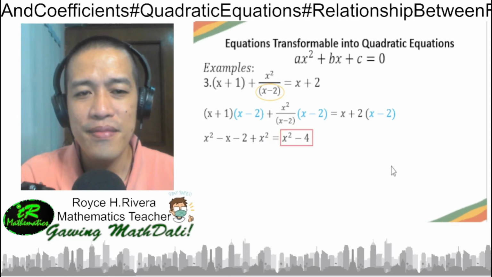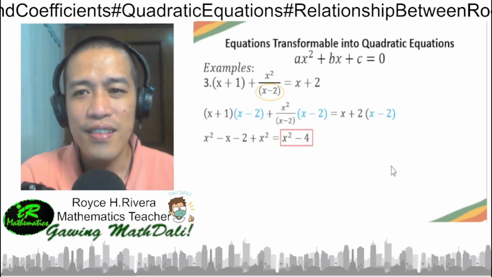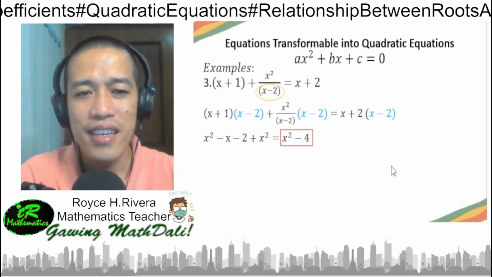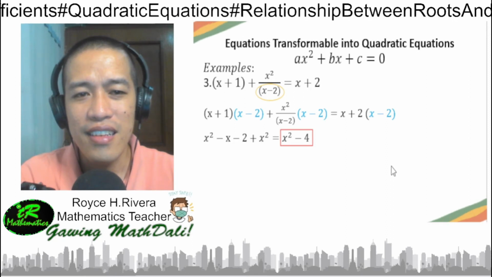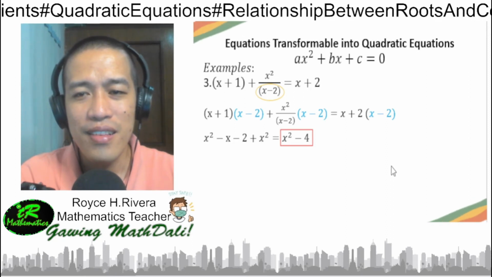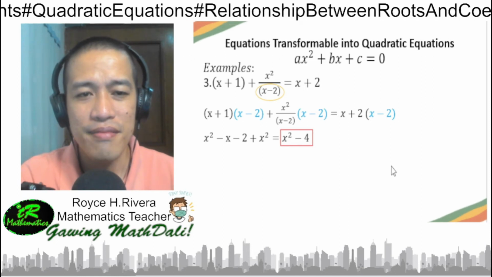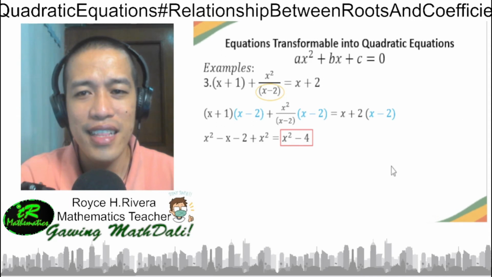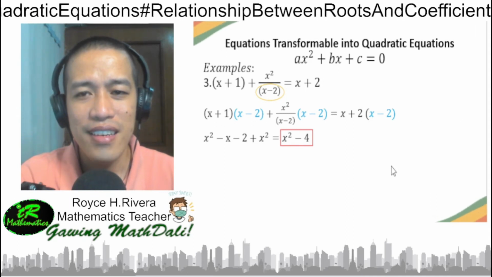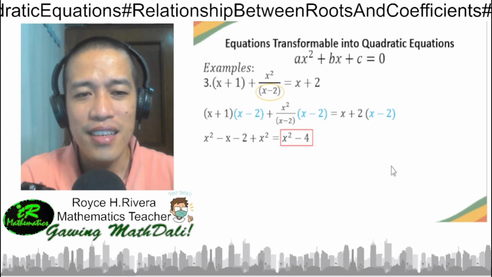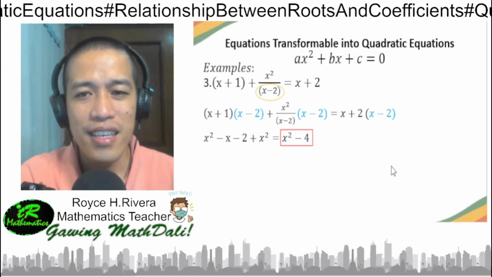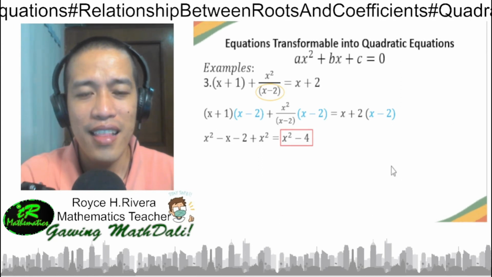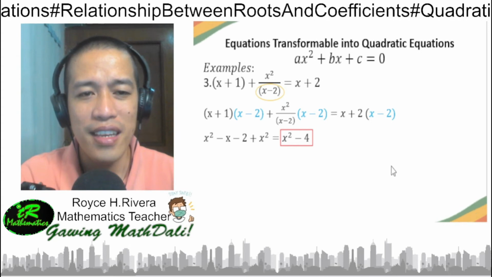Now, we add the additive inverse of x squared and negative 4 to both sides of the equation. The additive inverse of x squared is negative x squared. The additive inverse of negative 4 is 4. So let us add now their additive inverse to both sides of the equation.